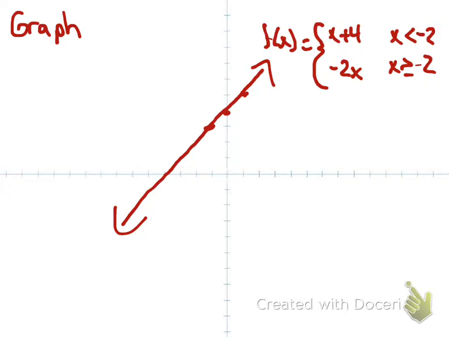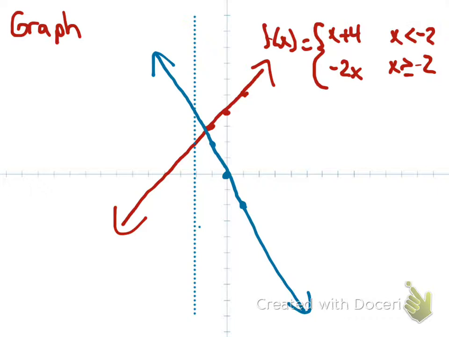Okay, then for the next one, negative 2x, there's no y-intercept, so you'd start at 0, then you'd go down 2 and over 1, connect those points, make your lines, then worry about your boundary. Now my boundary is at negative 2, so I'm going to make my vertical line at negative 2, and then what I would do is erase.